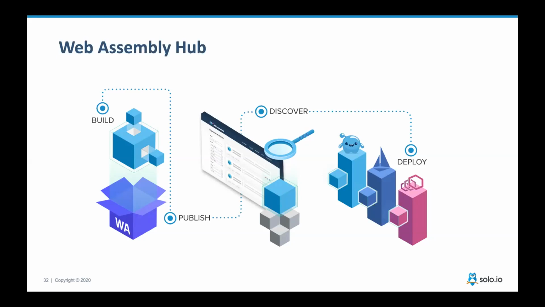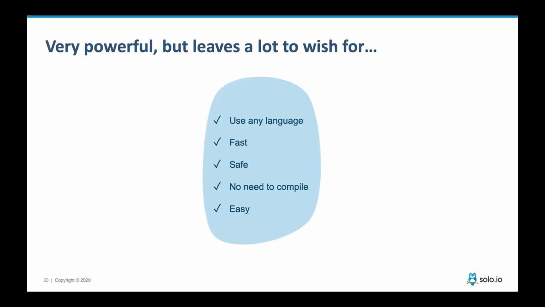One more step that differentiates us from Docker is that we're also deploying it automatically on those platforms. Right now we're supporting Glue, Istio, and local Envoy, mainly for debugging your extension and making it very easy to use. And now I think we really achieved everything that we wanted. You can use a lot of languages, it's fast, it's safe, there's no need to compile, and it's easy. And now Christian will show you a demo to see how easy it is.